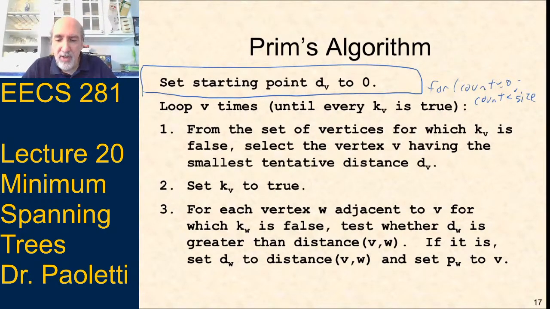I see people every semester who want to use something like i here, and then they go, oh, I've got i, it must be an index, I've got to use it as an index. It's not. It's just counting. Okay, so we loop v times.